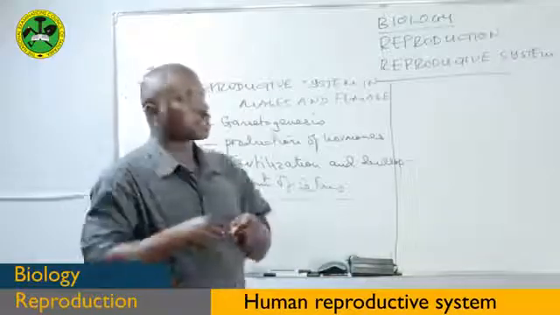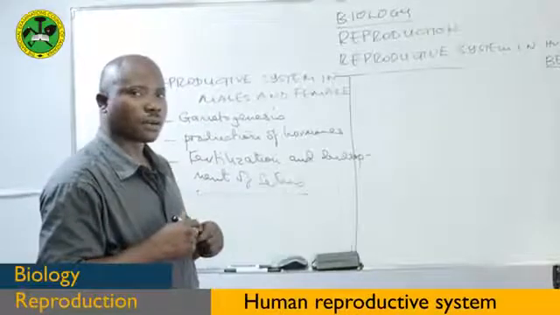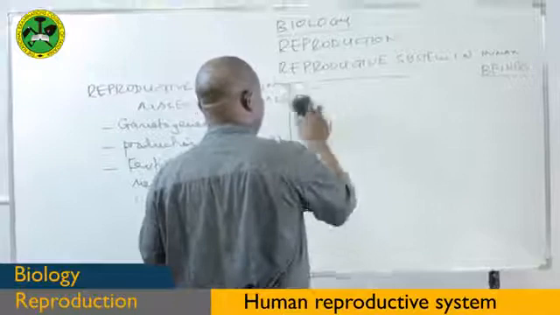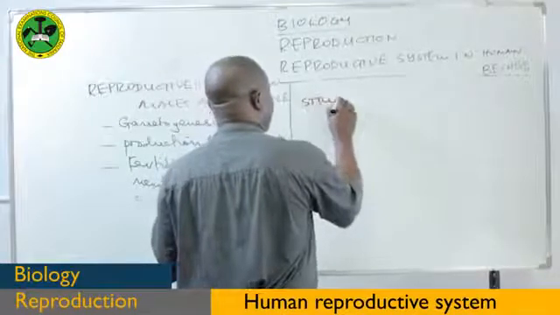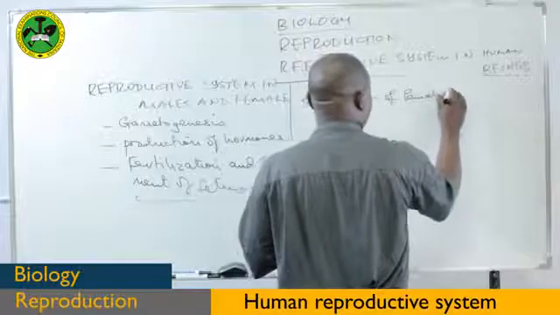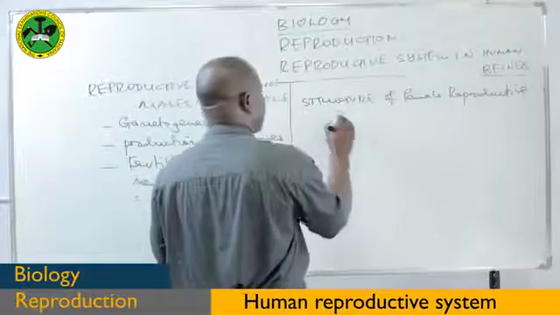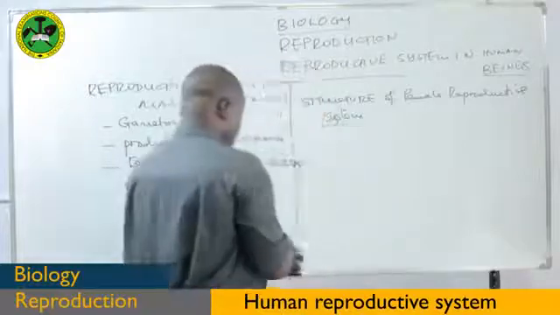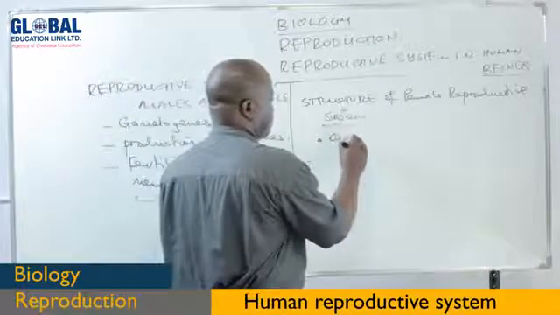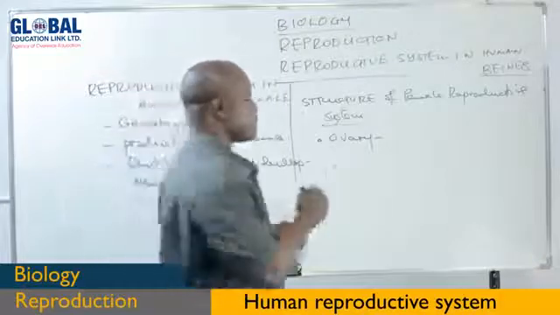these are general functions which the reproductive systems perform. To start with, let us see the structure of the female reproductive system. The female reproductive system consists of the ovary, this is the center where gametogenesis takes place and hormone production takes place.